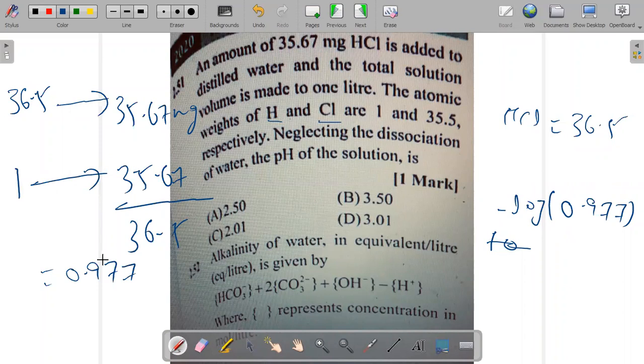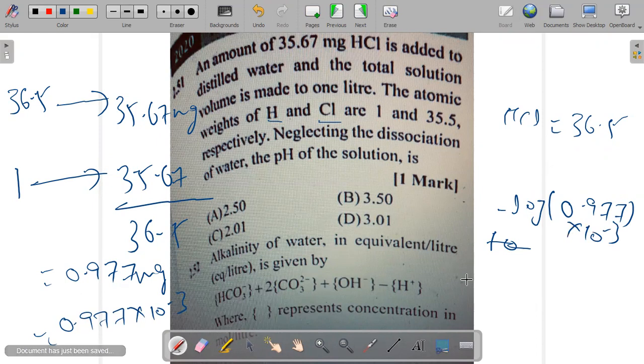So it is basically here in milligram. So we need to change it in see, and here we need to find this. So calculate it. Let's calculate this 0.977 and we'll get a value of minus, you'll get plus 3.010105. So yeah, this option is correct.